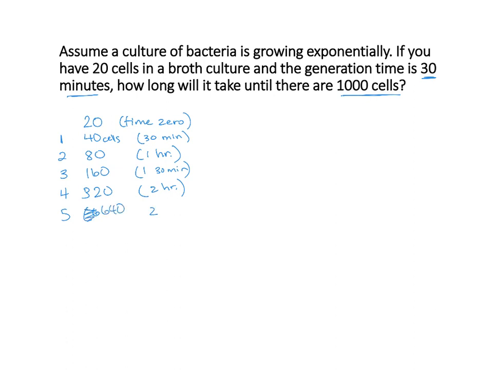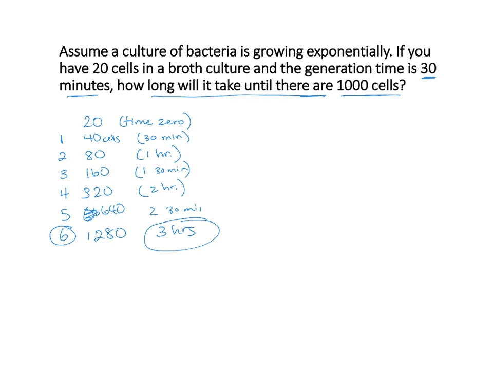640. 2 hours, 30 minutes. 6th generation, you're going to have 1,280, and that is 3 hours. So how long will it take until there are 1,000 cells? Your answer right there is going to be 3 hours. It could have asked, how many generations will that be? Okay, 6 generations.